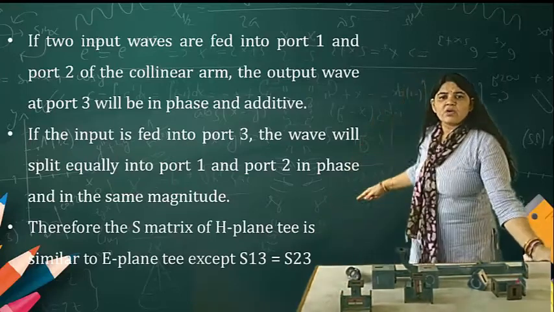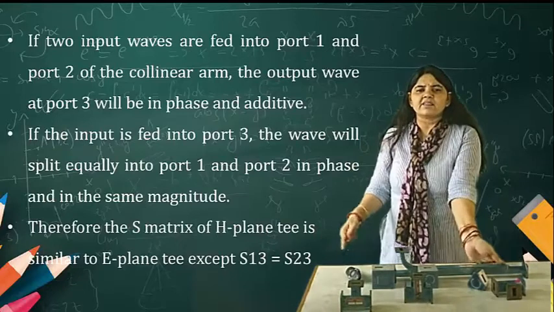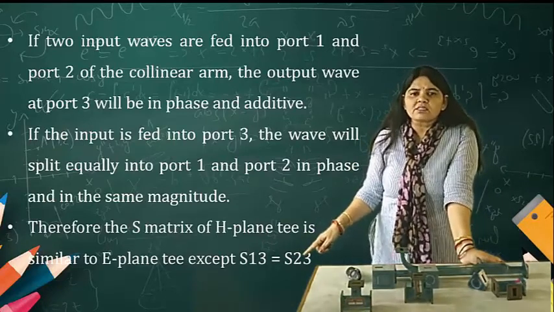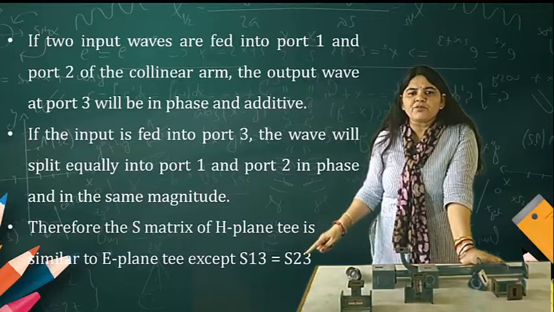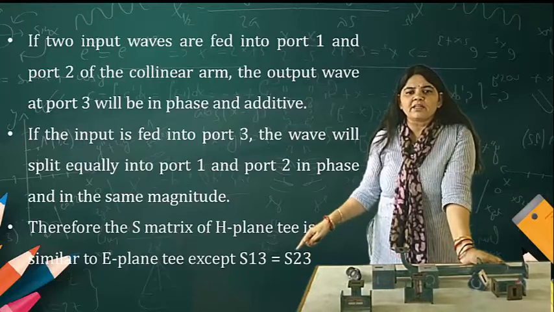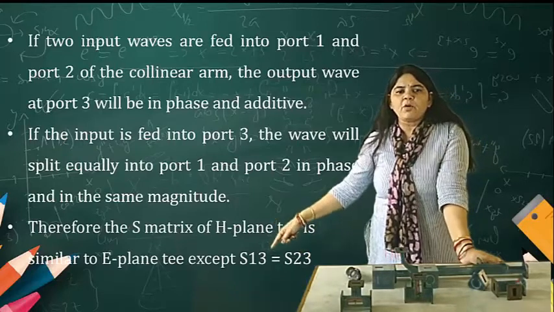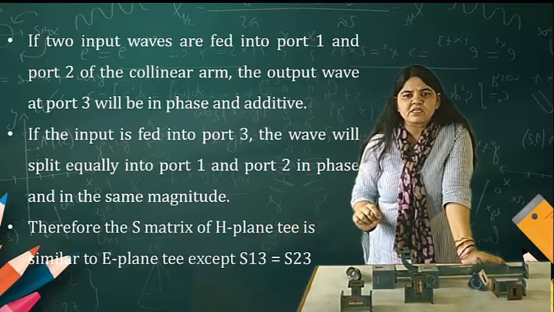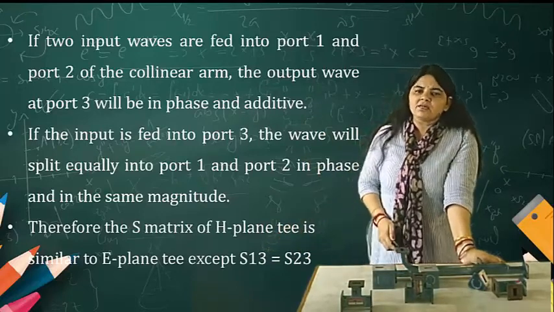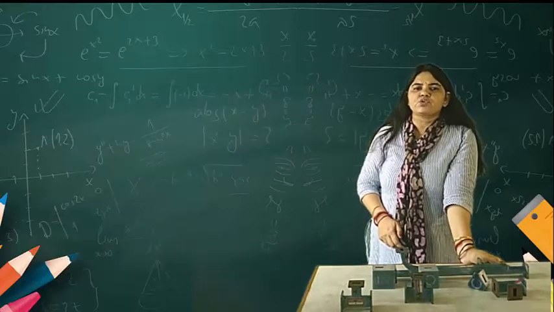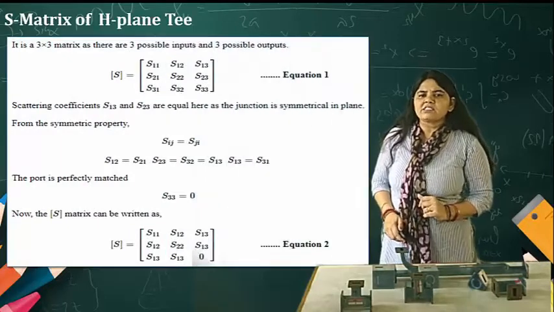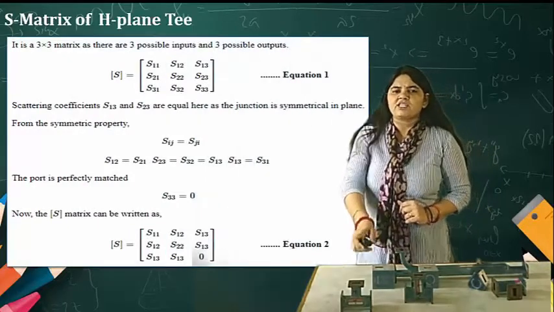So what I can say over here is that S13 is equal to S23. What does this mean? You are applying the input from port number 3, and you are getting the output at port number 2 and port number 1. Both are the same. So one parameter is fixed, that is S13 is equal to S23. Now we are going to derive the S matrix for the H plane T.